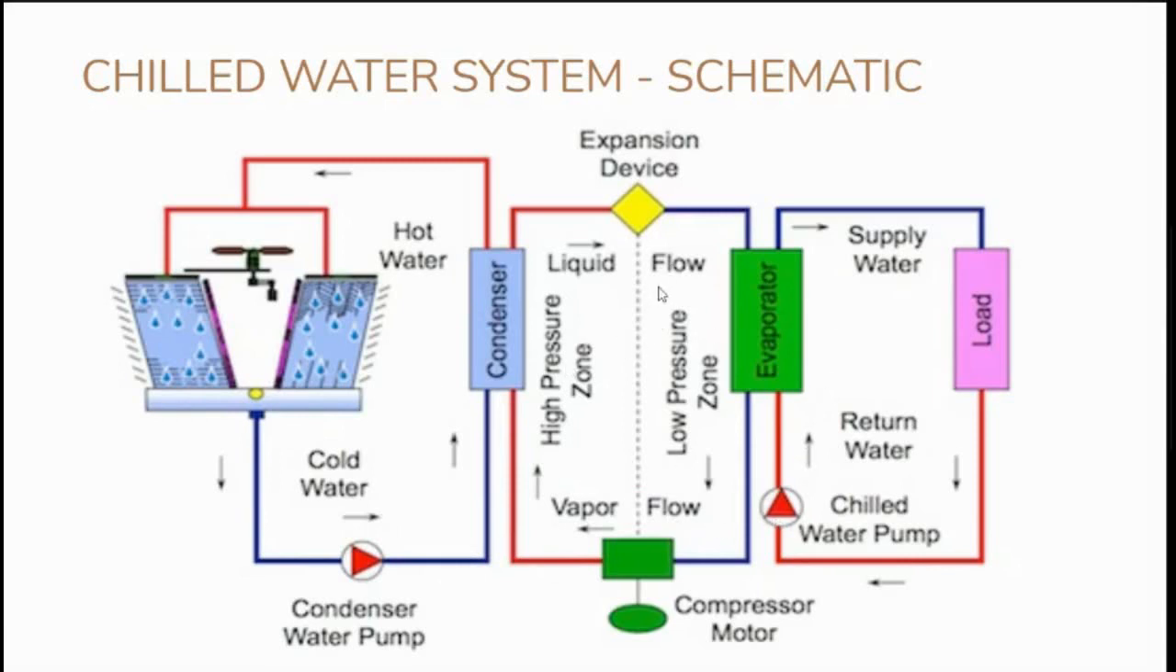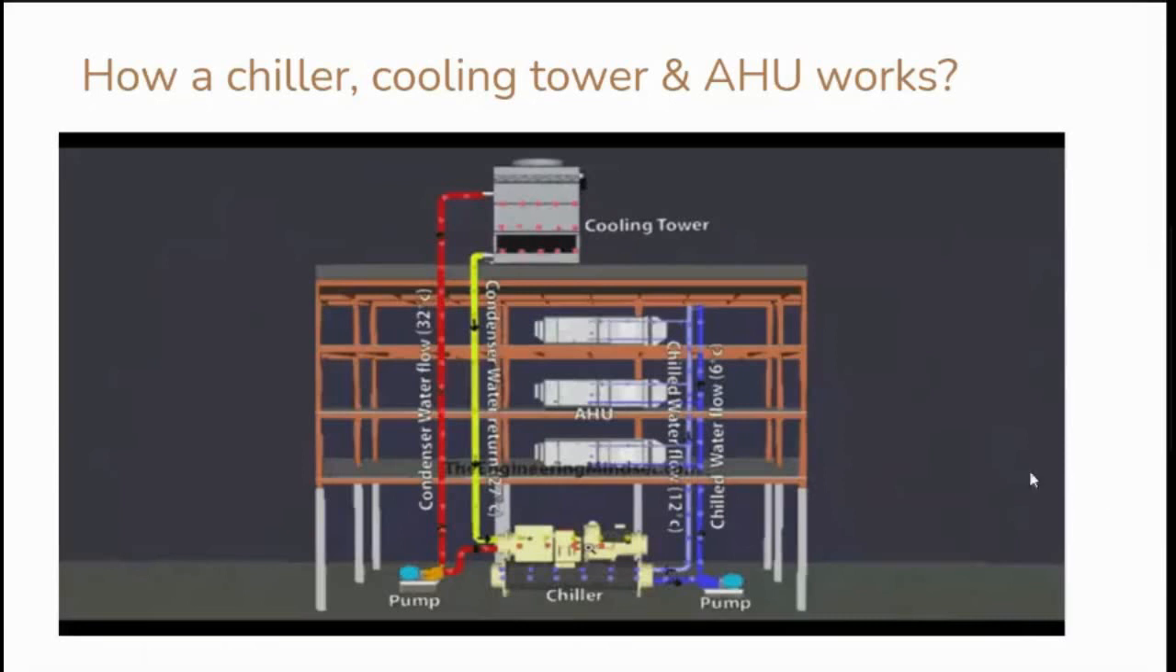Whereas on the evaporator side, you have the load, that is the space which has to be cooled, that is within the building. So within the building, the supply water is cold water, which on passing through the load gets heated up by absorbing heat and it is fed into the chilled water pump which again goes to the evaporator. As I told you earlier, condenser and evaporator are both heat exchangers. So this is how a chiller plant with a cooling tower and air handling unit works.